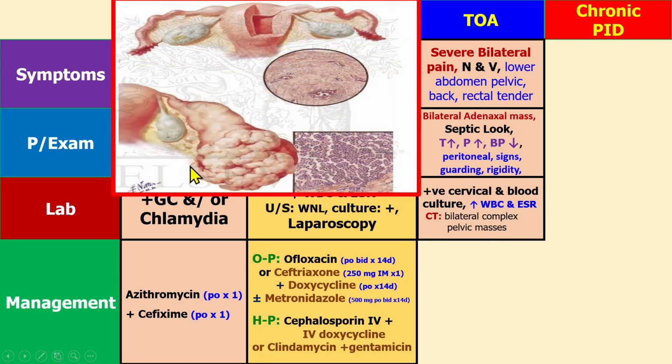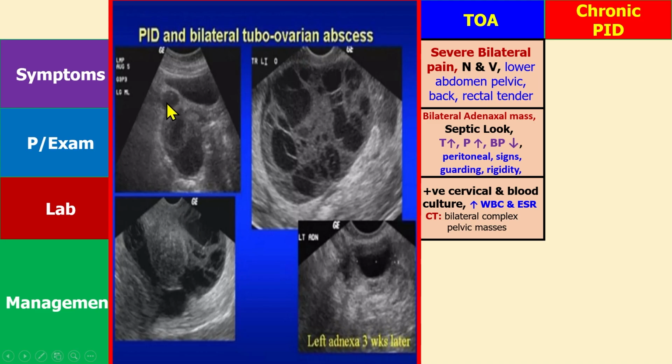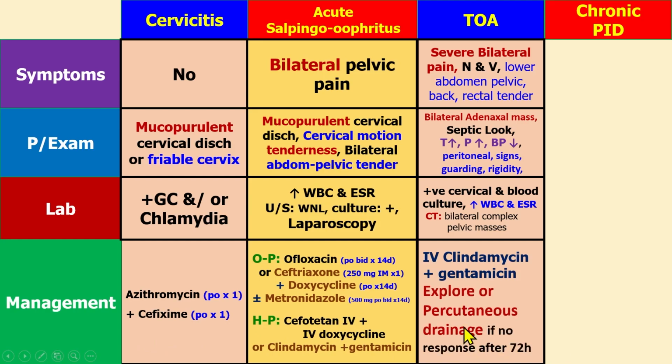You can see these are the pelvic masses, and here are the tubes, and here you see the abscess. In this picture you can also see different tubo-ovarian abscesses. So what is the management? Give clindamycin and gentamicin, which can be another option for a hospitalized patient. Percutaneous drainage is important: if there is no response after clindamycin and gentamicin, you should drain the pus.